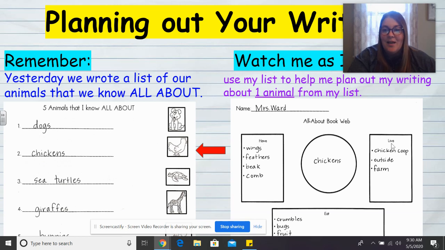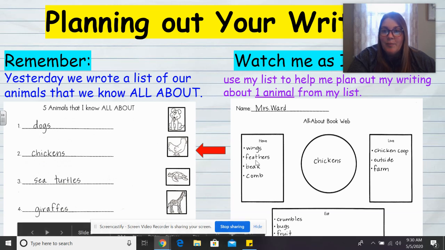The next is live, and that is where you're going to write words or phrases about where this animal lives. It might live in different places. It might only live in one place. So I wrote chicken coop, outside, farm. Okay, again, if you're writing about sharks, you might just put ocean. So that's where they live. And then the bottom box is eat. So what does this animal eat? So chickens eat crumbles, bugs, and fruit. Okay, so think about what your animal eats, and that's what you're going to write in that box. And again, it's just words or phrases.